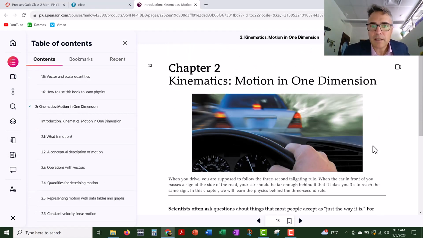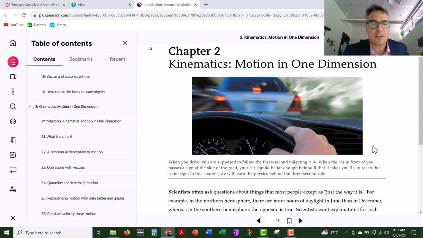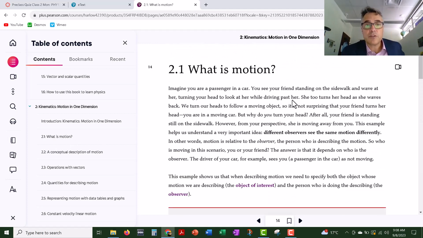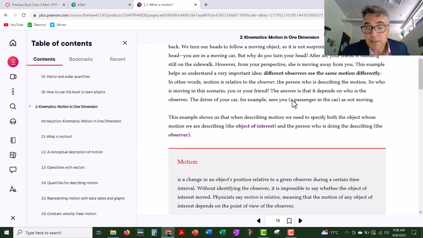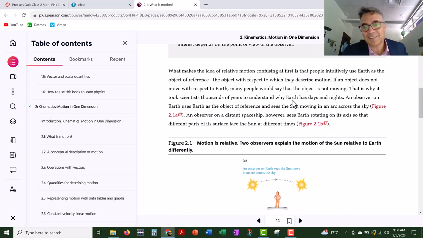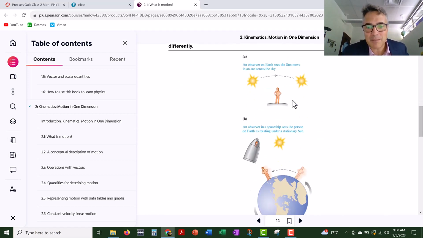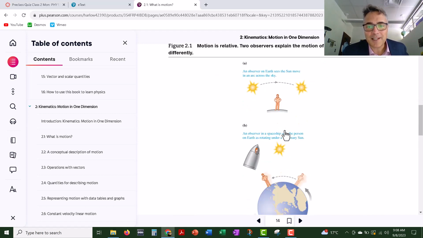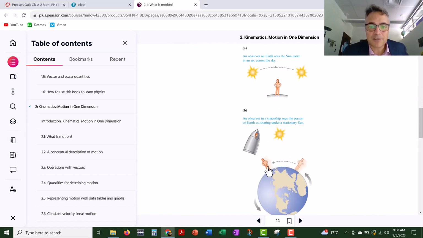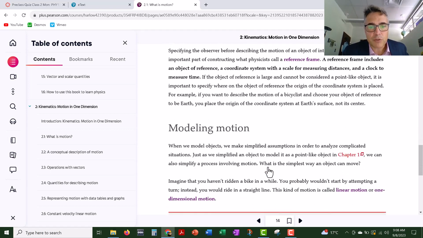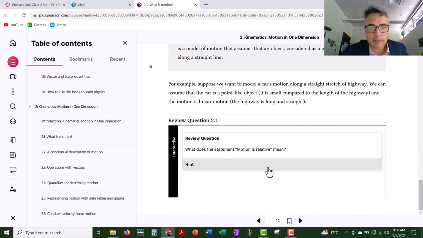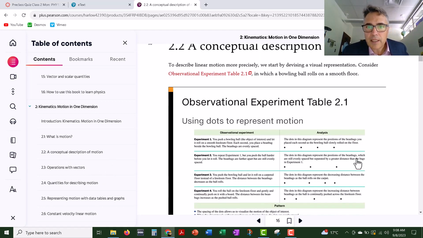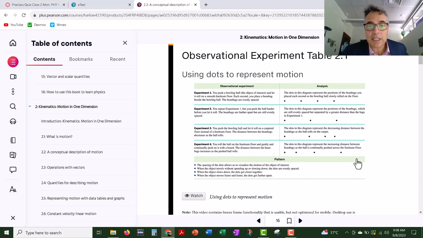Chapter 2 begins the study of kinematics, which means a description of motion. And section 2.1 is what is motion. So I guess something is changing its position with time is the basic idea. But there's something about relative motion. Is the sun moving or is the person moving? So reference frames, modeling motion, and the end of today's reading is about motion diagrams.